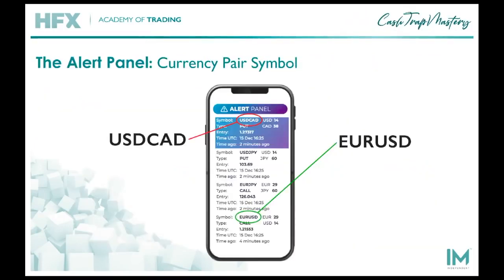One of the new features you will find within Cash Trap 2.0 is a new alert panel. It's important to understand the information that you will find within each market idea. First is the currency symbol. As you can see in this example, we have USD CAD. This stands for US dollar to Canadian dollar. And each currency is then measured with a given strength, indicated by this number to the right that we'll cover in a minute. So with each separate market idea, you will have a separate currency symbol. To view any of these separate market ideas, simply click on that symbol and it will take you to that particular market idea.